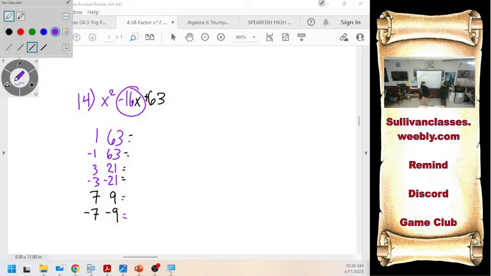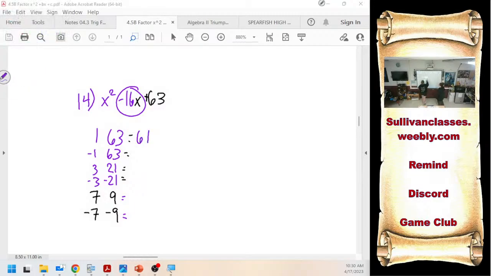You have to list out 1 by 63, negative 1 by negative 63. 3 by 21, negative 3 by negative 21. You got to list all of them out and find out which pair adds up to this. Okay? Don't just find a pair and write it.